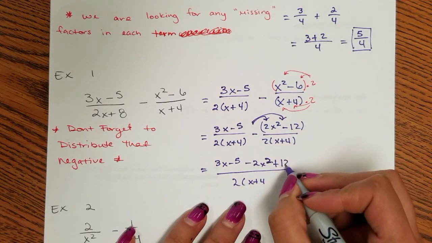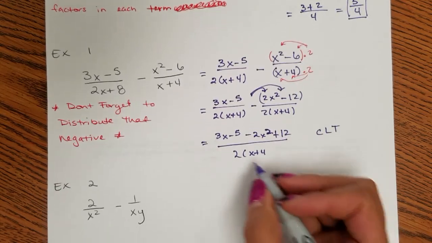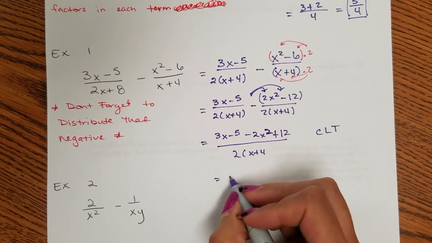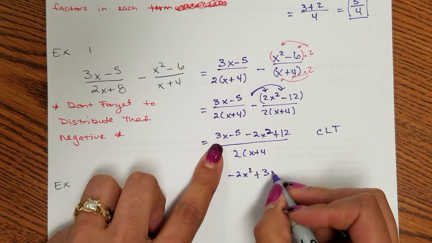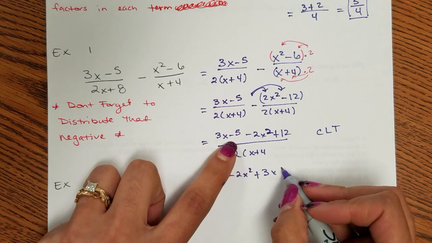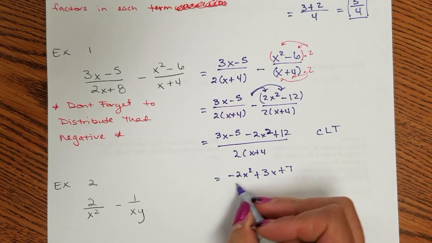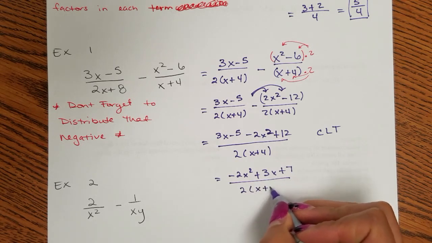So that becomes plus 12. So now from here you want to make sure you combine any like terms that you have. This negative 2x squared is going to come out front. There's only one 3x. And then we have negative 5 plus 12, which is going to give you a positive 7. And it's all going to be over 2 times x plus 4.